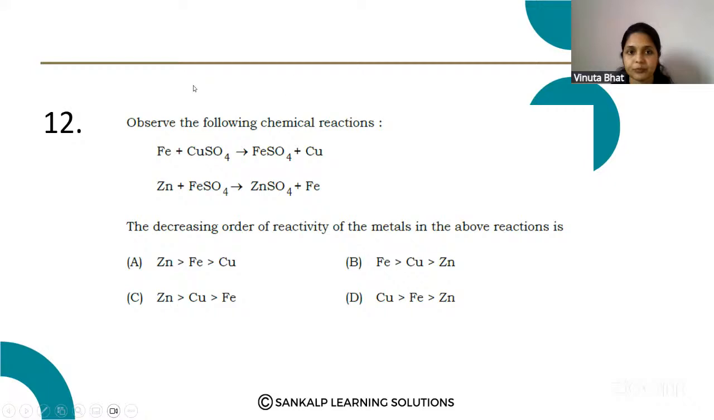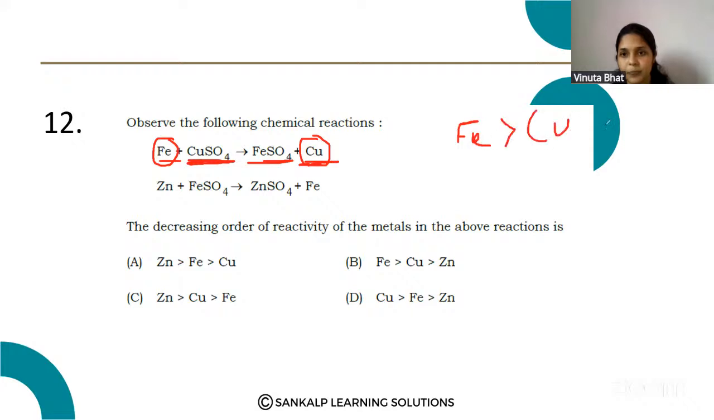Next question. Observe the following chemical reaction. Here, when iron reacts with copper sulfate, it forms iron sulfate, that is ferrous sulfate, and copper is displaced. Okay, just see the copper which is displaced from the copper sulfate solution, because iron has more reactivity than the copper, so it is able to displace the copper from its solution. So here iron has more reactivity than the copper.